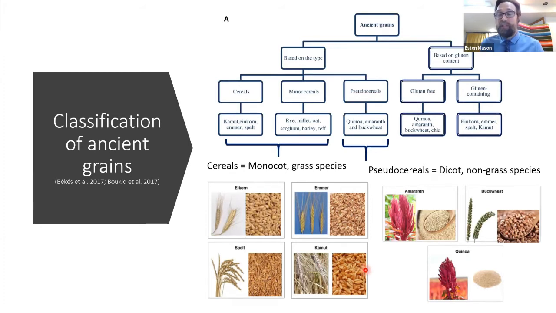We could also think of these based on gluten. So there's an interest in low gluten or gluten-free products. So gluten-free would be things like quinoa, amaranth, buckwheat, and chia. Gluten-containing: einkorn, emmer, and spelt.